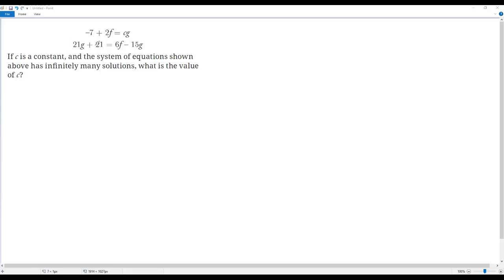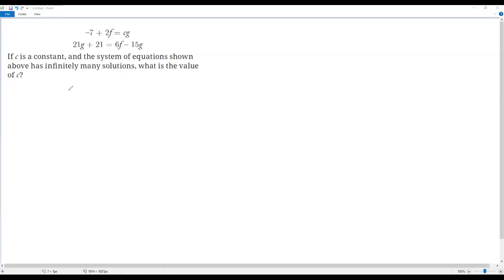So whenever a system of two linear equations has infinitely many solutions, both equations must be the same. The first equation is already in simplified form, but the second equation is not, because we find the variable g on both sides, so it is not completely simplified. So we have to simplify the second equation and get it exactly in the form of the first equation. Then we consider both equations the same because the system has infinitely many solutions, and we'll have a chance to get the value of c. Now our first work is to simplify the second equation.